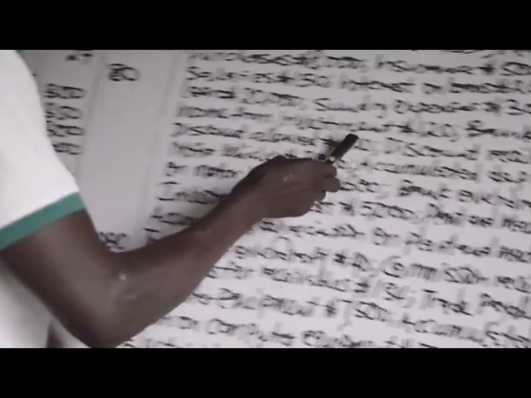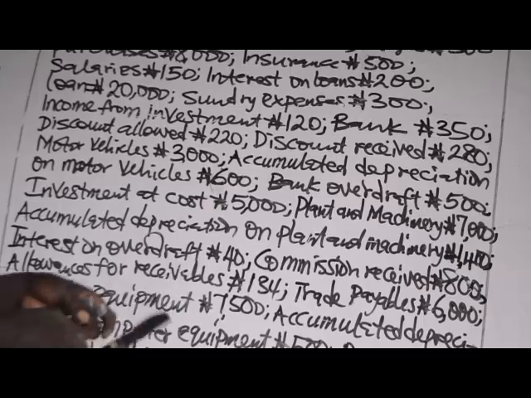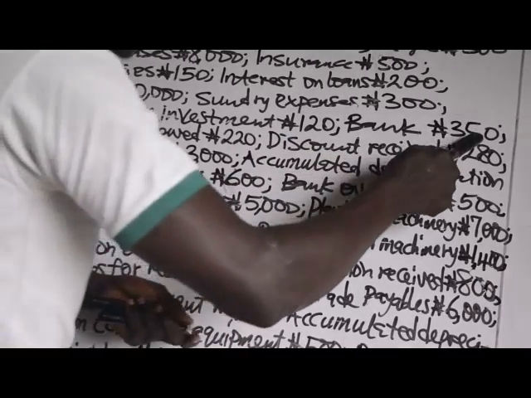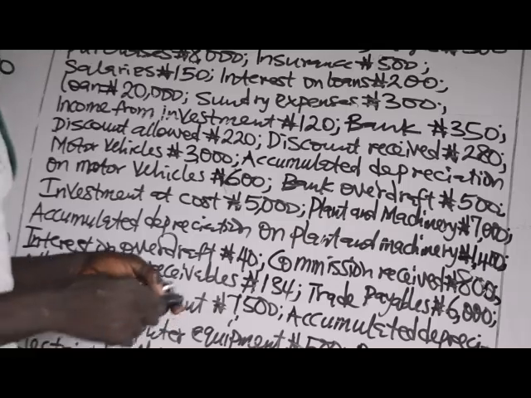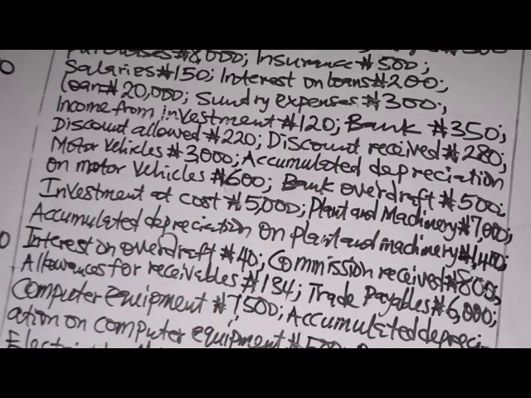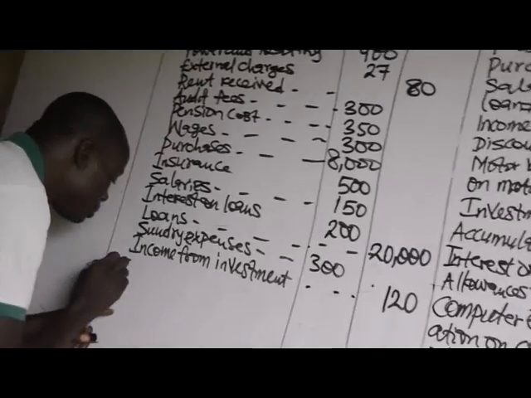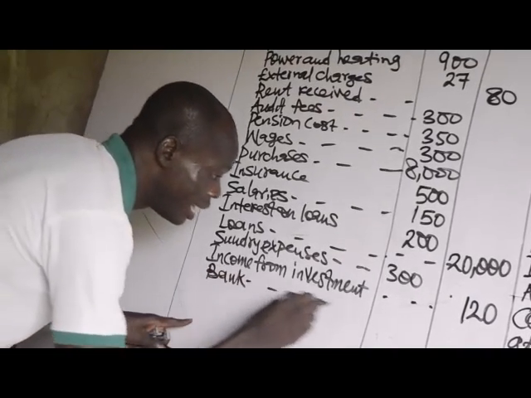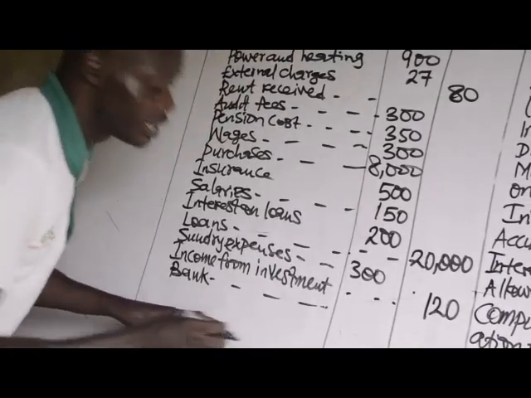Then we have bank. The money you have at the bank is your property. Therefore, it is an asset to the business. So the money at the bank is an asset. An asset should be debited. So we have bank, and the amount involved is 350.